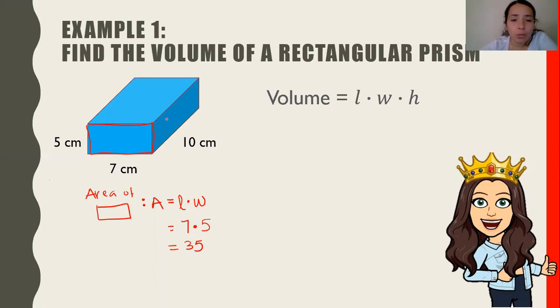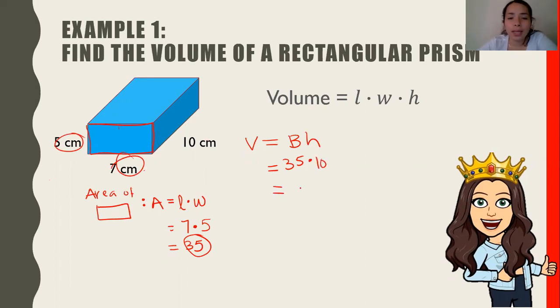But to find the volume, remember how we did volume is equal to BH, meaning area of base times height. The area of the base is 35, because we figured that out over here. And then we multiply it by the height. What number have we not used yet? We used that one, used that one, 10.